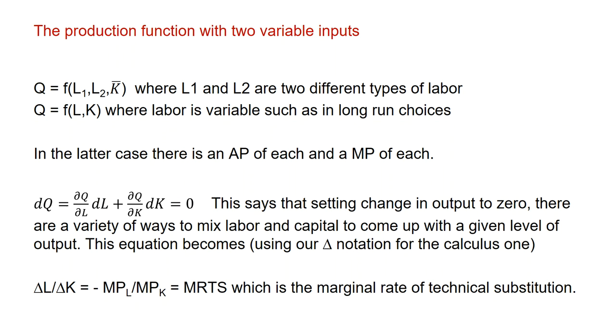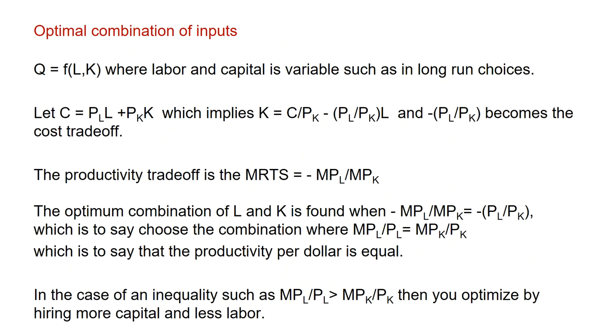So the last line gives us what economists call the marginal rate of technical substitution, and that turns out to be, we take that calculus equation, we go back to our familiar notation with the changes, and we say the change in labor over the change in capital, that was dL and dK up above, is equal to the negative of the marginal product ratio of labor and capital. And it's that ratio which is the marginal rate of technical substitution. Now, how does that help us?